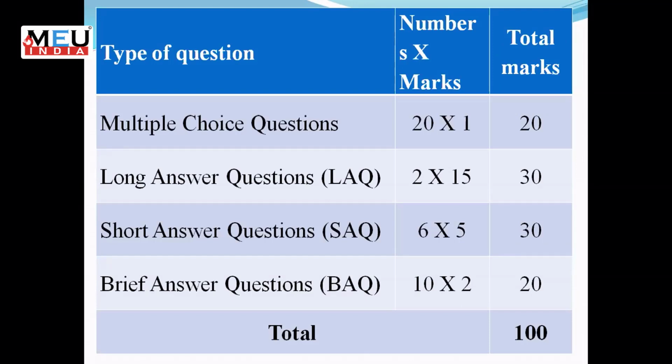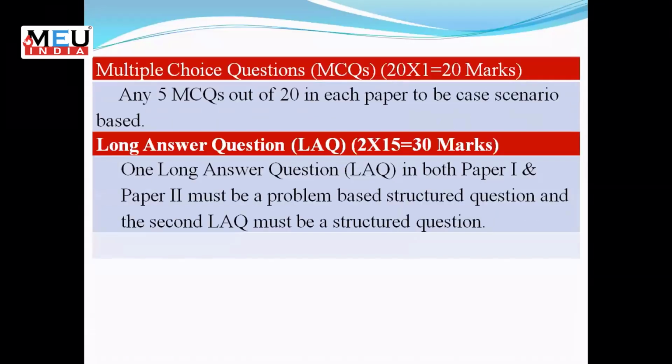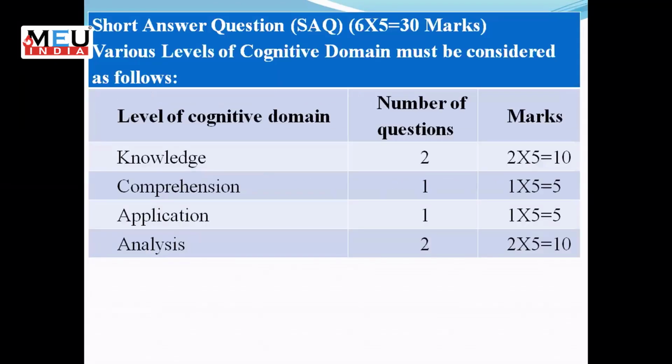So the theory part has been divided into MCQs, long answer, short answer, and brief answer. In the MCQs, at least 5 of the questions should be case-based ones. And in a long answer, normally all the universities will have 2 long answers, of which one should be a constructed or structured one. The other one should be a case-based or a problem-based one.